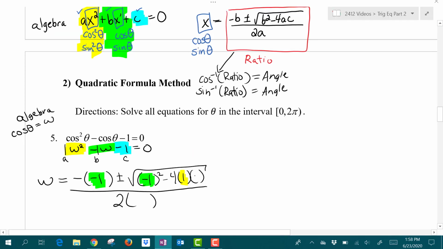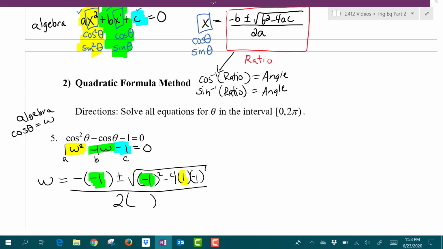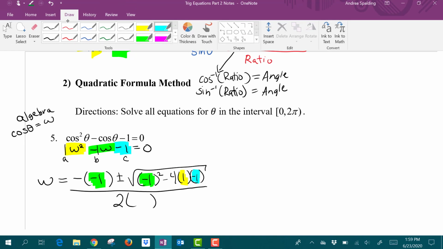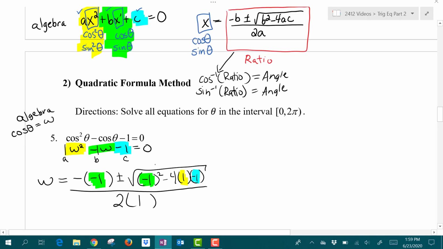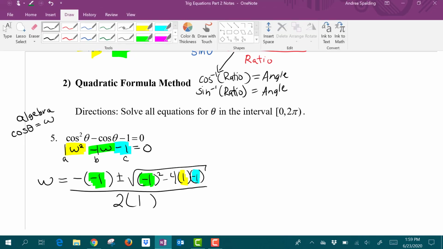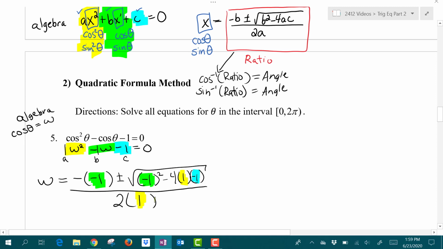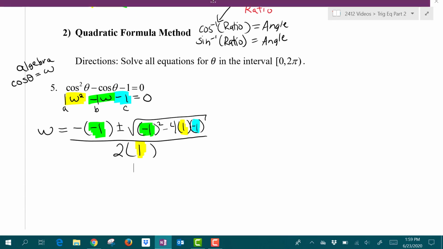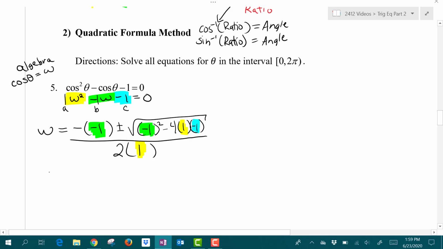Our c value is -1, so be careful about your signs there. All over 2 times a is a +1. Alright, and there's everything put into our quadratic formula. Okay, you should know the quadratic formula, make sure that you know it. You should have that memorized, really. So make sure you're working on that.